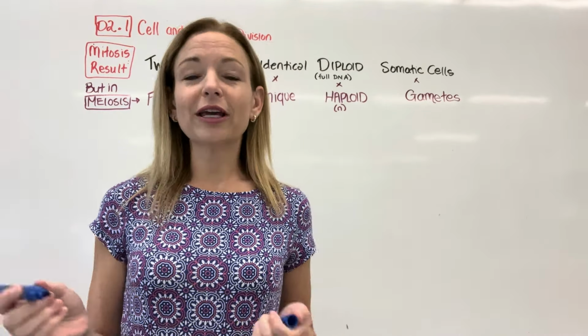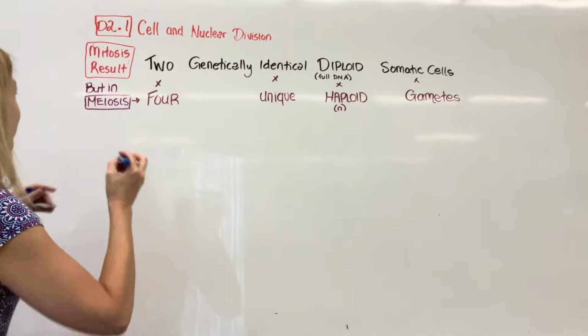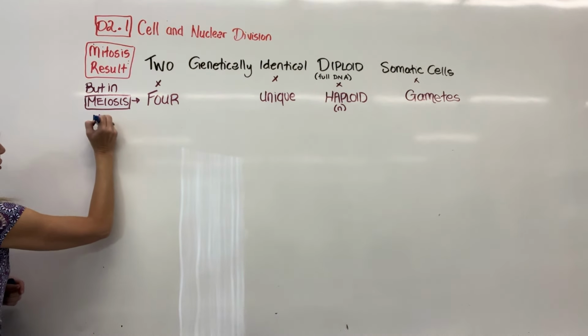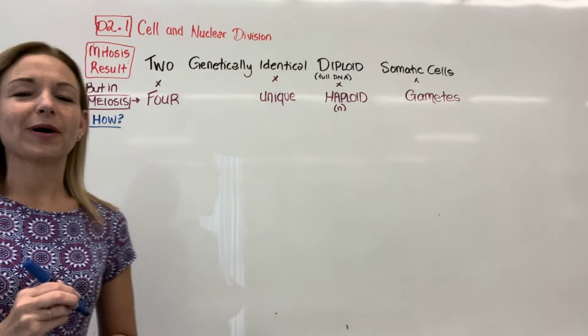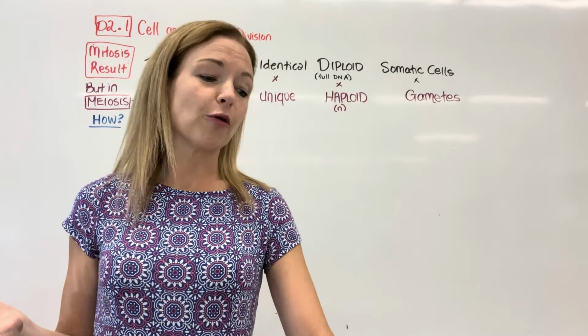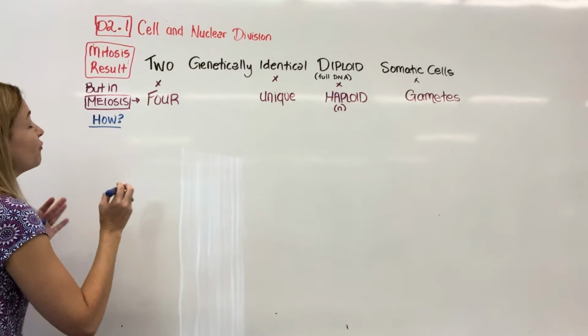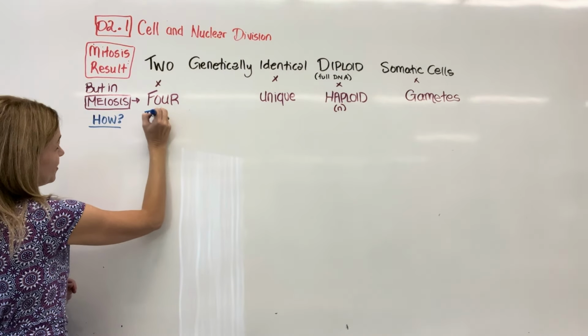So then let's look at how. How do we create that difference? How do we change meiosis to make it different from mitosis? So how do we get 4 cells? The way we get 4 cells is 2 rounds of division.